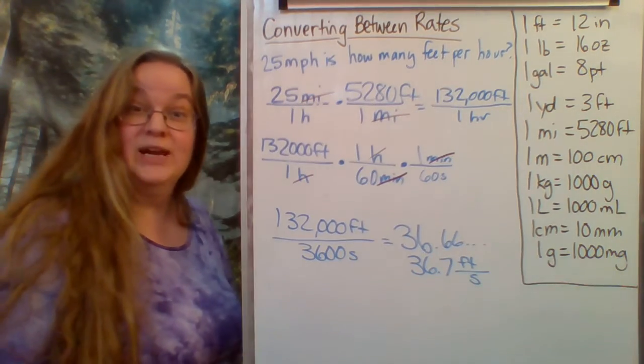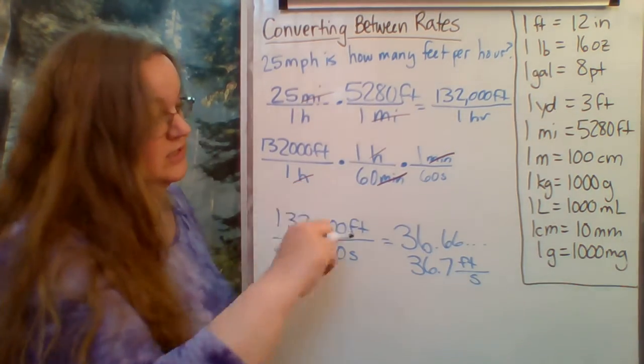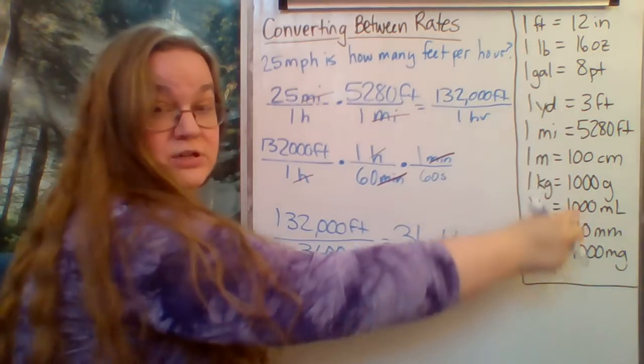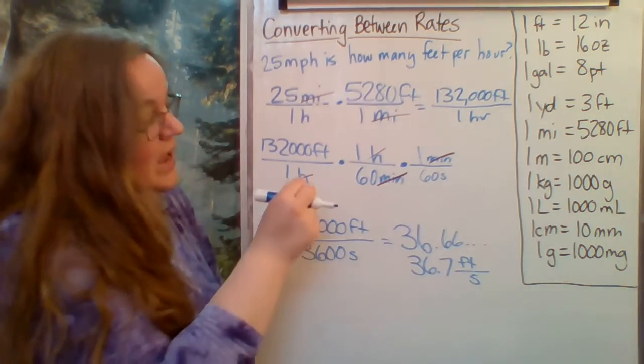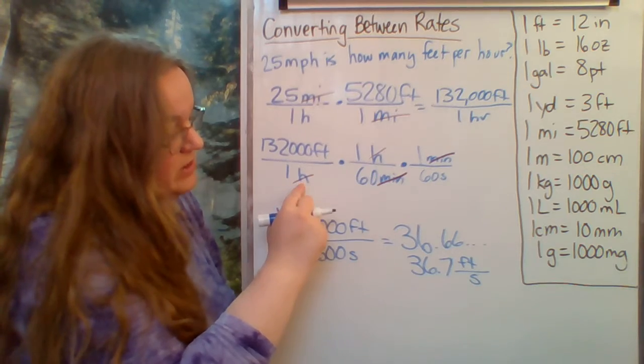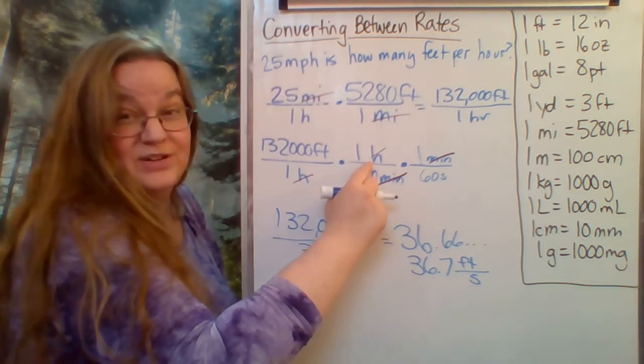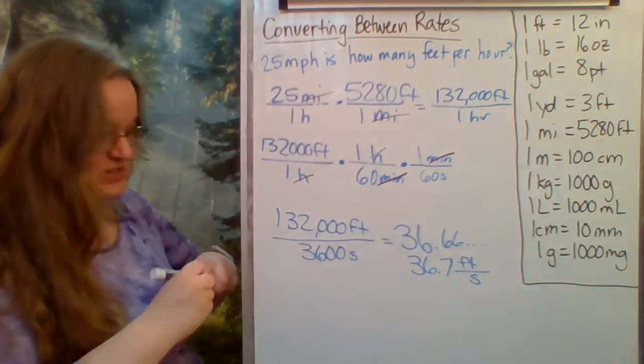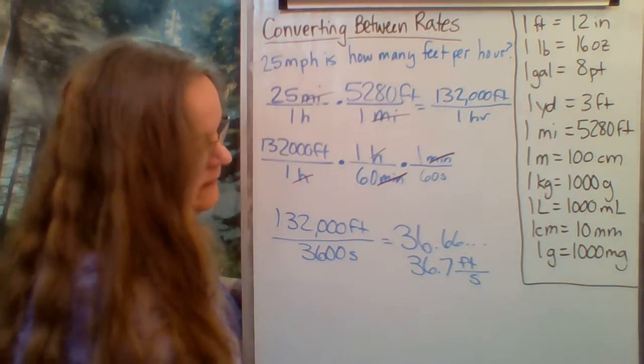Okay. So again, as you're looking at this, the key idea is you use your conversion rates. And if it's in the numerator and you want to get rid of it, put it in the denominator. If it's in the denominator and you want to get rid of it, you put it in the numerator. Okay, so let's do another example.